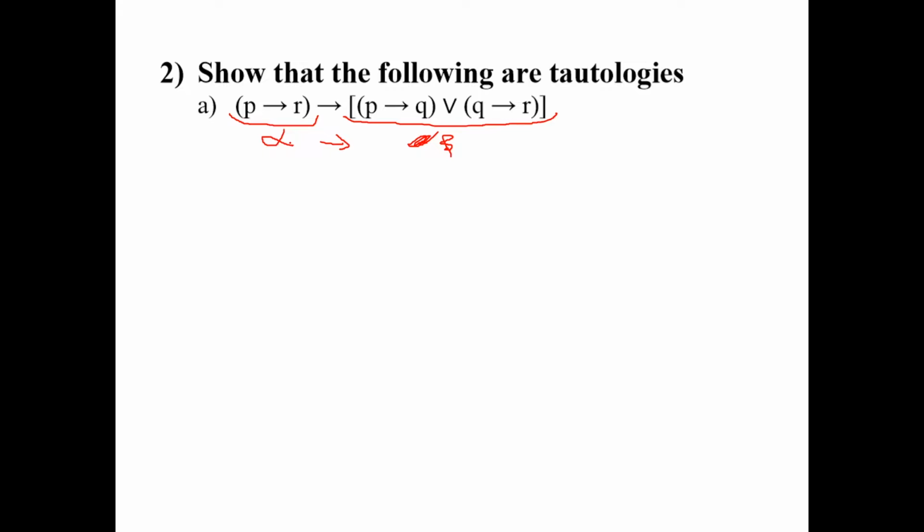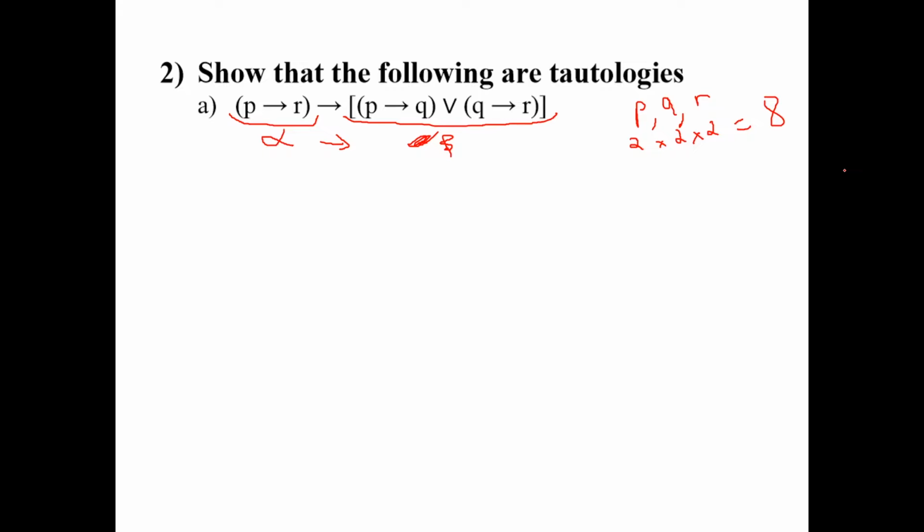Now, to start off, since we have 3 variables, P, Q, and R, all the possibilities are going to be 8. P can either be true or false, and Q can either be true or false, and R can either be true or false. So you get 8 possible assignments.